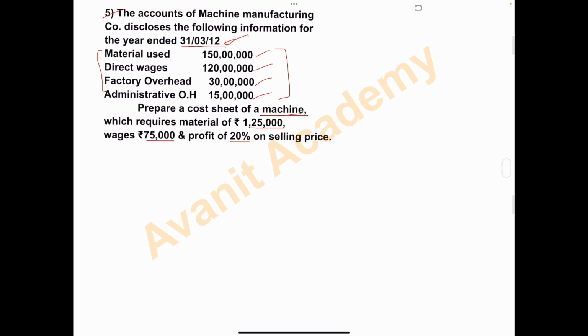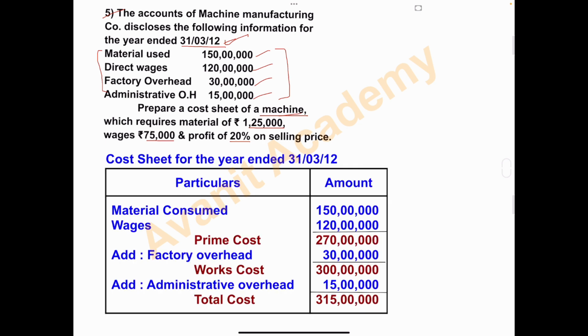Let's prepare the cost sheet for the year ended 31st March 2012. Write the heading: Cost sheet for the year ended 31st March 2012. Columns: Particulars, Amount. So by taking all the above information, we have to prepare the cost sheet. Material consumed is 150 lakhs. So write here material consumed and the amount is 150 lakhs.